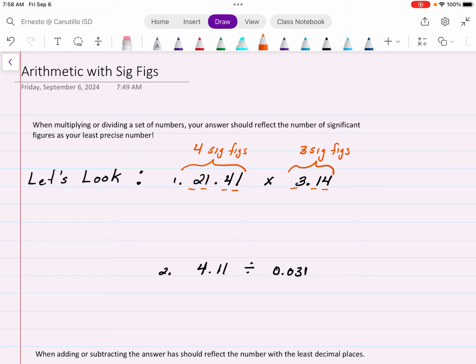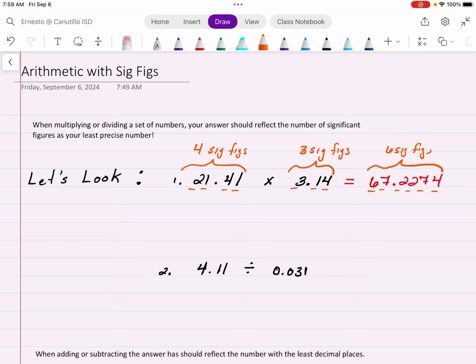Let's punch this into the calculator and see what we get. When we punch this in, here's what we ended up with. The calculator spit out this number, 67.2274. Now when we look at this number, again, these are all non-zeros. So here I can see that we have 1, 2, 3, 4, 5, 6 significant figures. So the answer given to us by the calculator has six sig figs.